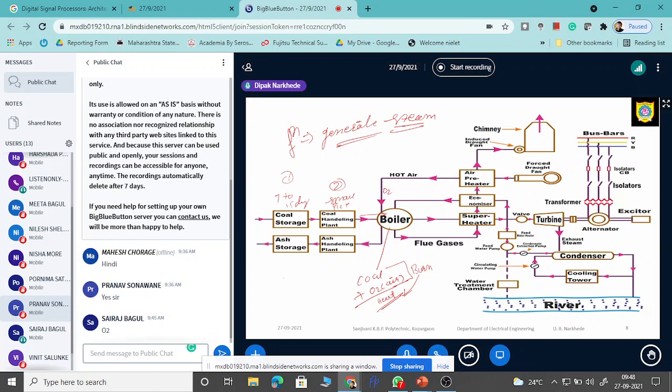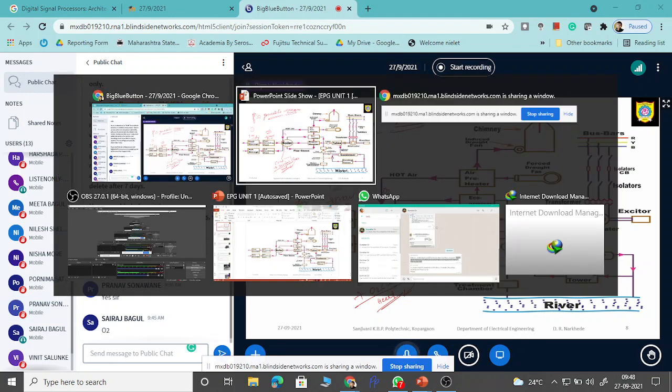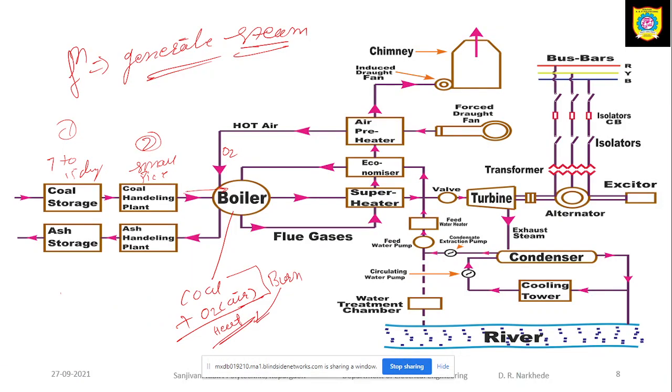In the same manner, when I increase the temperature of any liquid, that liquid is converted into vapor. Here also in the boiler, we are going to increase the temperature of the water so that the water is converted into vapor. So incoming to this boiler is water, and the output of the boiler is vapor.